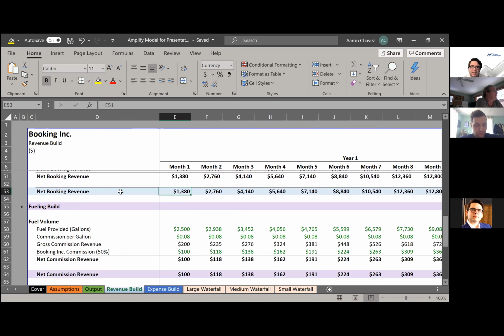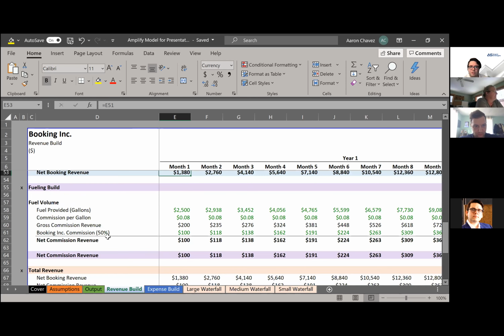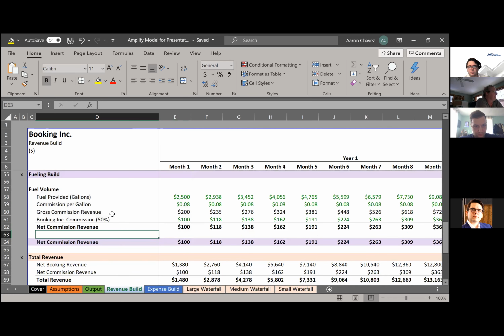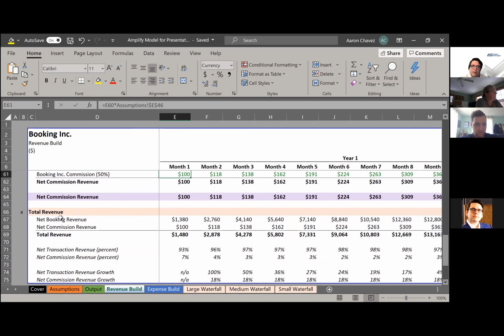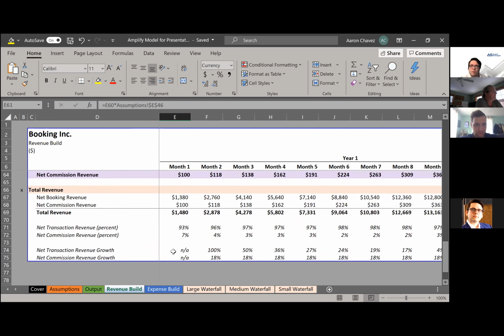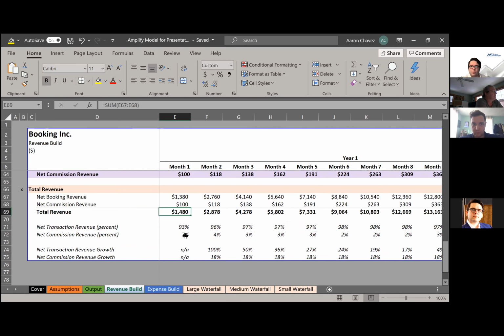It says, oh, you have a secondary revenue stream. And what does this revenue stream look like? How is it built out? Okay, so it's fuel per month. You're charging a commission, which means you're yielding a gross revenue. And of course, you're going to make half of that in this scenario. So you're making $100 in month 1, for example. And then, of course, the story of what does the revenue look like for your business? What's your percentage? How is it growing? How is it being allocated?